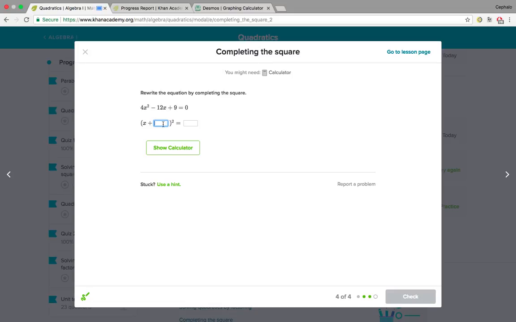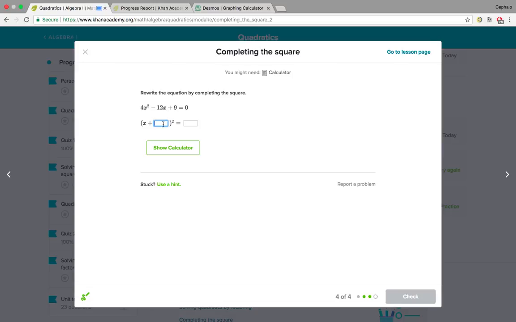One more. Thank God. Can pull out a 4 easily. Get x squared minus 3x plus c. Put that 9 out there. Subtract 4 times c. And let's go. A is equal to negative 3 divided by 2.